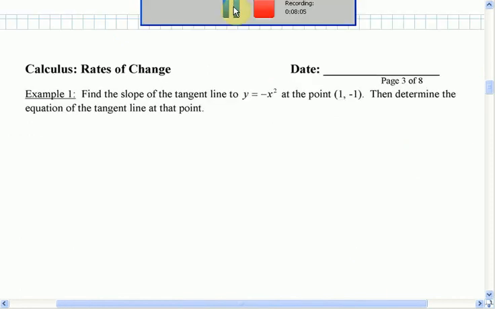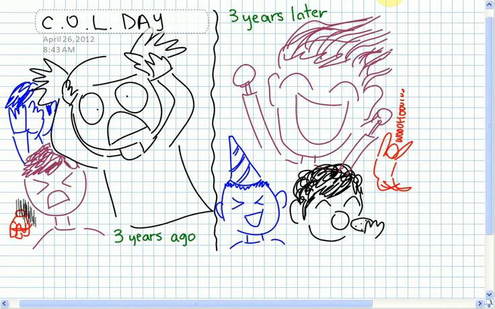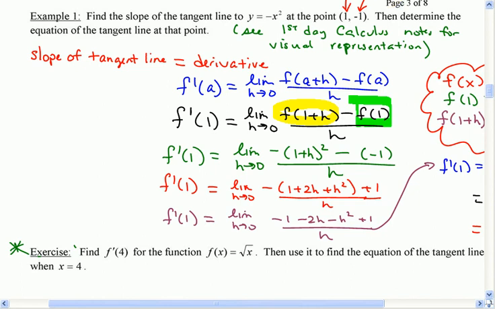Now, take a look at example number 1 on page 3. Here, I'm going to ask you to do this algebraically. Find the slope of the tangent line to y equals negative x squared at this point 1 comma negative 1. Now, you might have thought, hey, Mr. Lee, didn't we do this question before? And the answer is, yes, you did. We did this the first day we did calculus, so let me show you that really quickly.